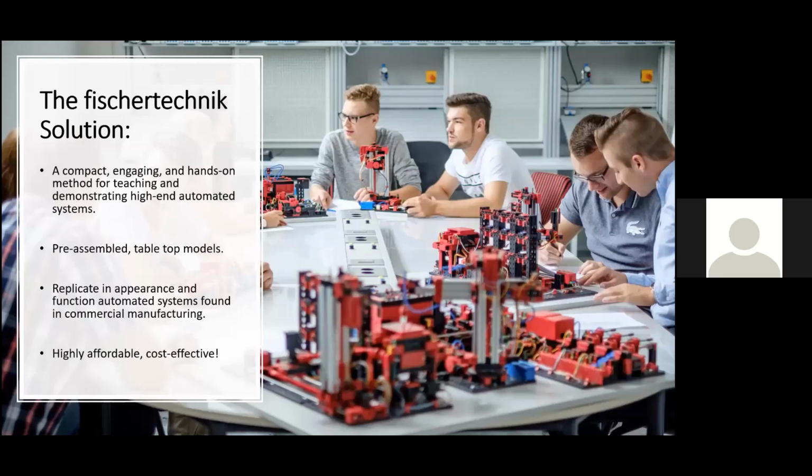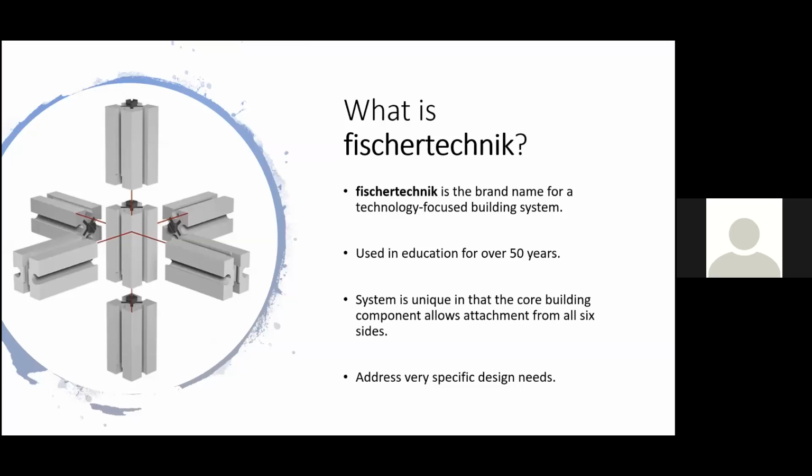And that brings us to the line of fischertechnik industrial simulation and training models. Now, these models have been designed with the intent of providing a compact, engaging, and hands-on method for teaching and demonstrating high-end automated systems. The line consists of a series of pre-assembled small-scale models which are designed to replicate in both appearance and function various automated and robotic machines and systems commonly used in commercial manufacturing. But before we look at each of these models, let me provide you with just a little bit of background.